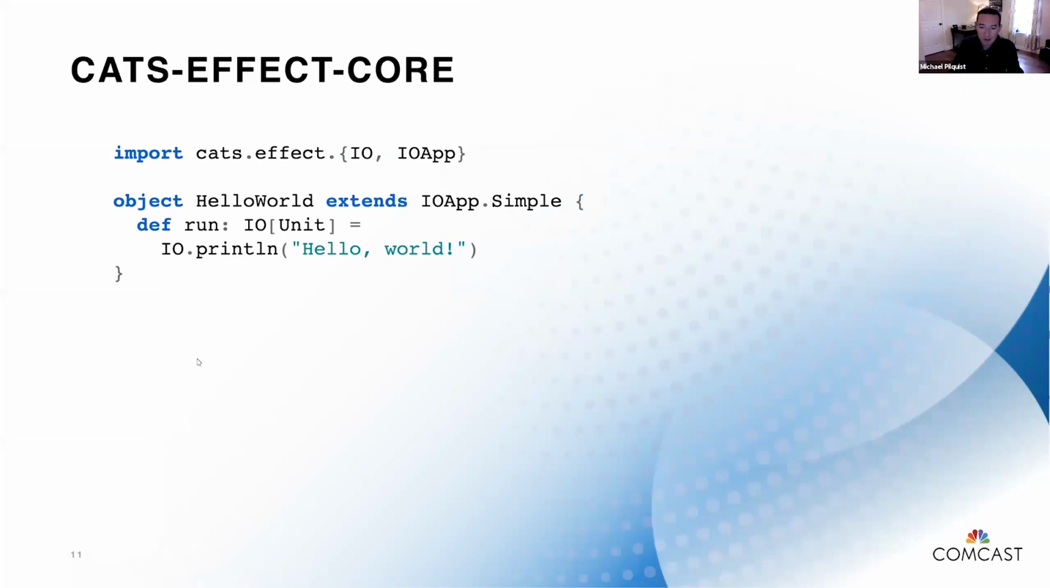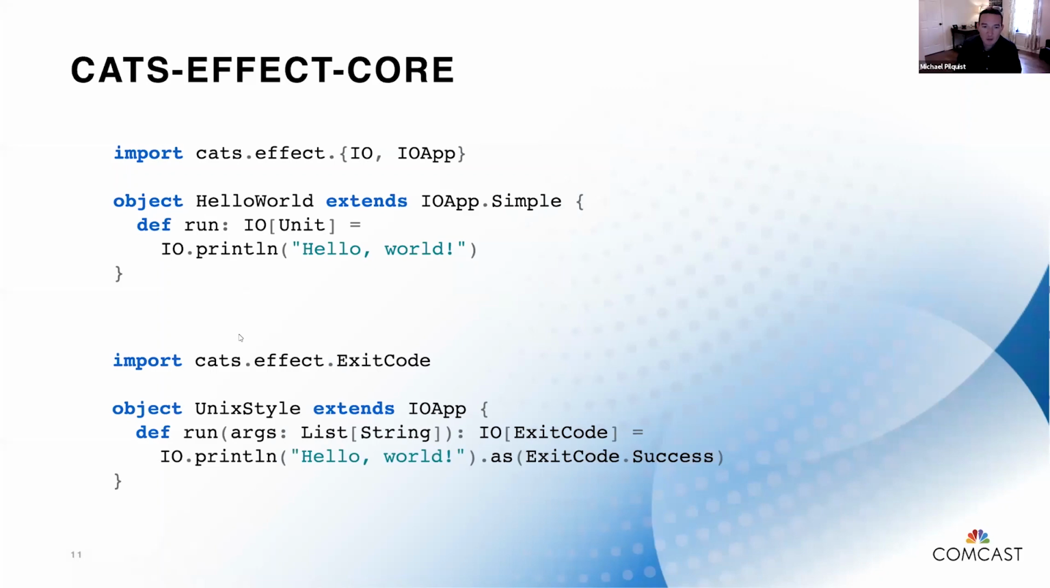If you've used Cats Effect 2, you may be more familiar with the Unix style syntax, where the run operation is given a list of string arguments to your program, and you have to return an IO of ExitCode. If you are like me, you can never remember whether this should be ExitCode.Success, ExitCode.Ok, ExitCode.Okay. And 99% of the time that I'm writing IO applications, I don't need to return a Unix numeric exit code. So very minor little thing, right?